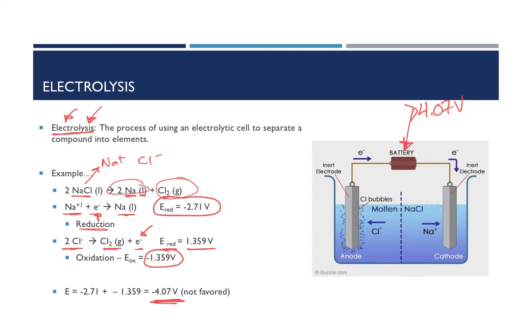You'll also notice in the cell, the sodium is turning into sodium liquid at the surface of the cathode, where the reduction happens, and the oxidation is happening at the anode, and that's why we see these bubbles of chlorine gas coming up.